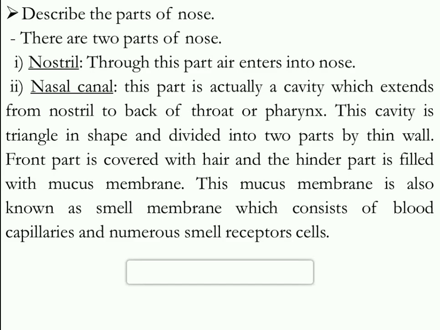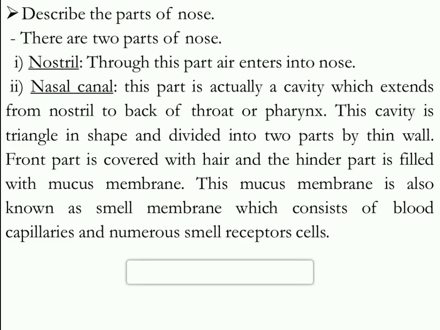This cavity is triangular in shape, and divided into two parts by a thin wall. You can easily realize it by putting a finger in your nose: there is a thin wall which makes the canal two chambers. The front part is covered with hair, and the hinder part, that is the back part, is filled with mucous membrane. This mucous membrane is also known as cell membrane.